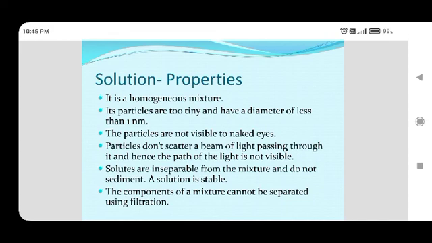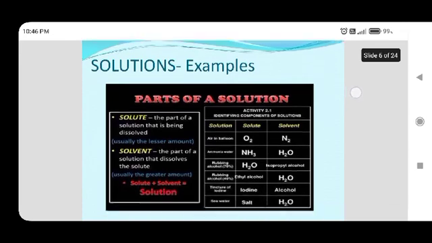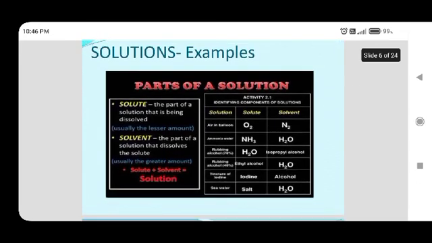The components of a mixture cannot be separated using filtration. So what we have dissolved in a solution, that is solute, cannot be separated using filtration. So these are the important properties of a solution. Let us move to see some examples of solutions.